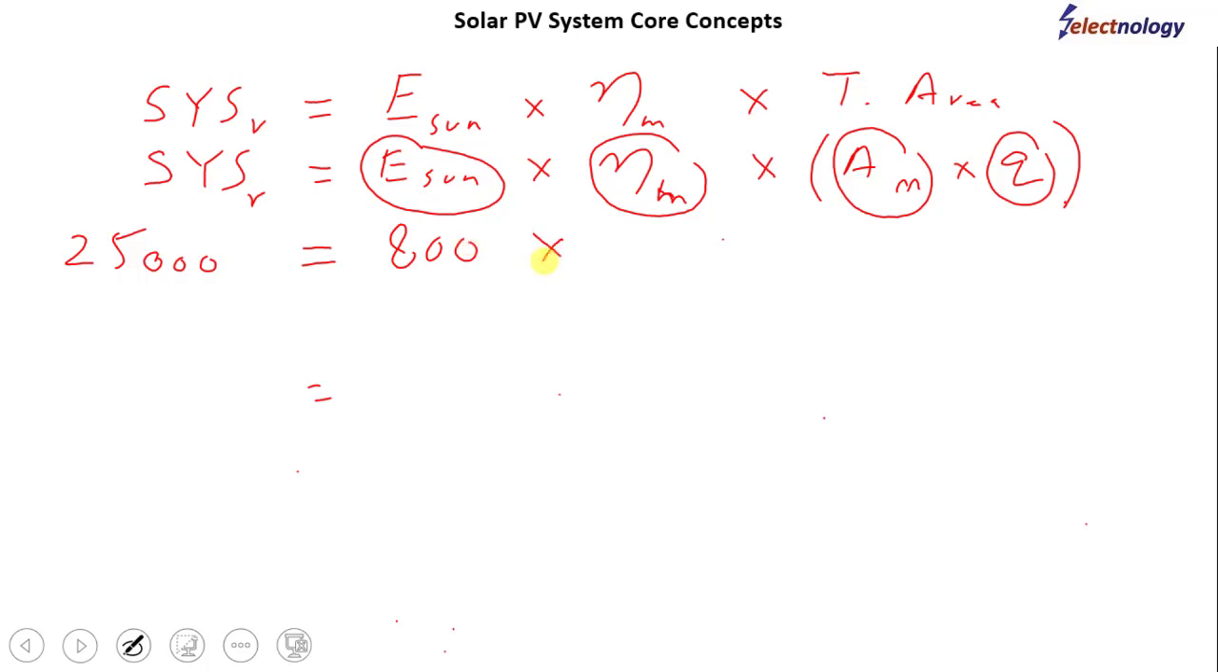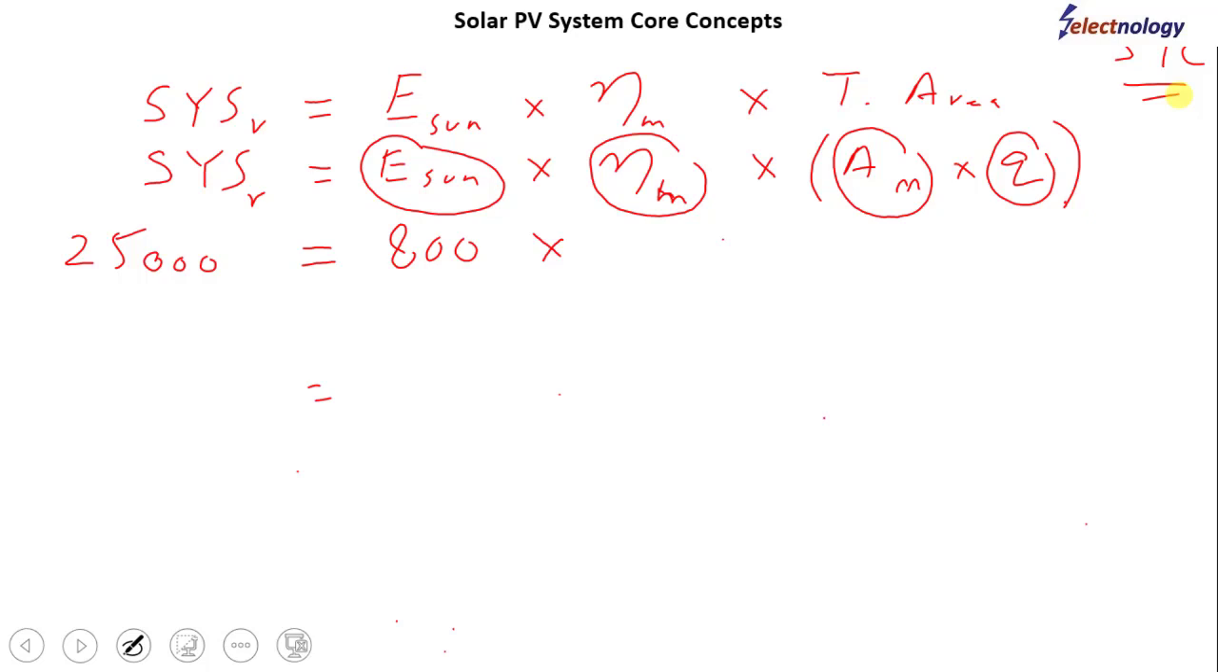And for efficiency, the 20% or 20.6% specified by the manufacturer is at STC condition. So what is STC condition? STC, if you remember, is that the temperature of the PV module should be 25 degrees centigrade. Later we will see that we can find out the efficiency of the PV module at different temperature, and that is also given indirectly in the data sheet. However, we will see it later.